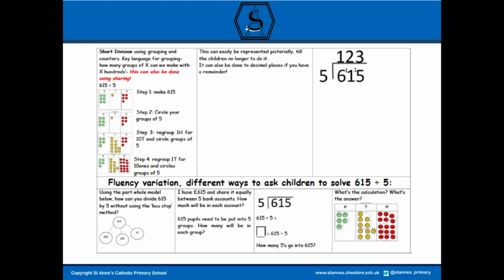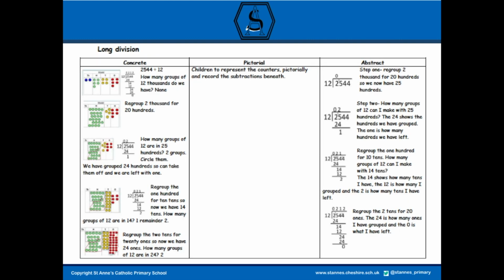Now the final section of our division calculation policy is long division. You can see how we teach long division at St. Anne's. The concrete way, it's again 2,544 divided by 12. So we need to divide each section into 12 groups.